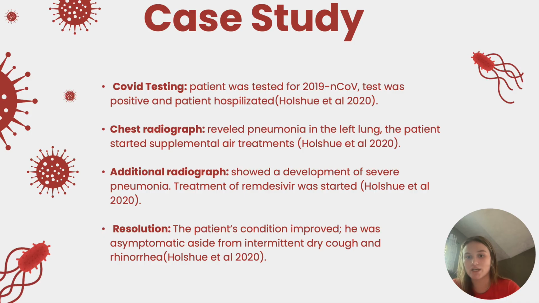The patient was started on supplemental air treatment due to that. A few days later, another radiograph was conducted, and it showed a development of severe pneumonia. The treatment was remdesivir, and that was started then. A few days after, the patient's condition improved due to supplemental air treatment and remdesivir. He was asymptomatic aside from an intermittent dry cough and rhinorrhea. A few days after that, he was released home and quarantined himself until that dry cough went away.